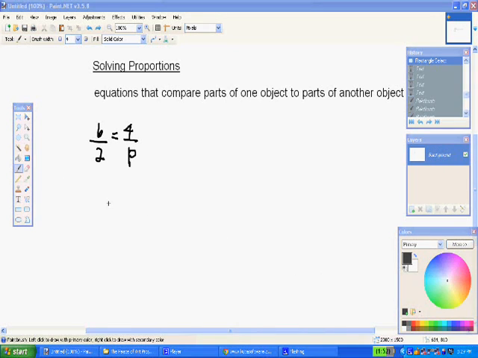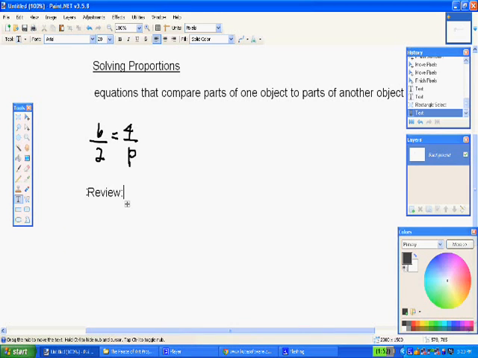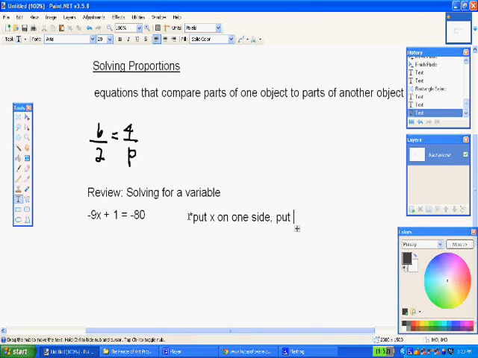Before I show you how to solve this proportion using the long way, let's go over our solving for x skills. So, review, solving for a variable. How do you do it? We have this equation, negative 9x plus 1 equals negative 80. And I'm going to write some tips I like to use when I solve for x. Tip number 1 is this: put x on one side of the equation, put the numbers on the other.